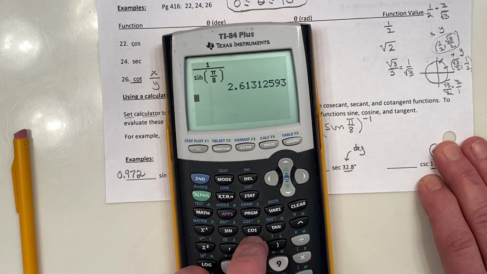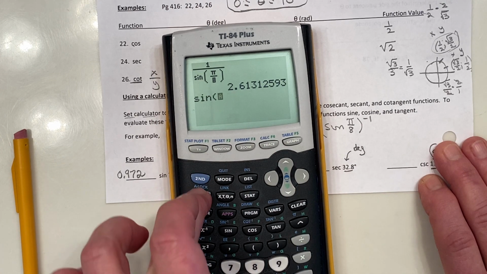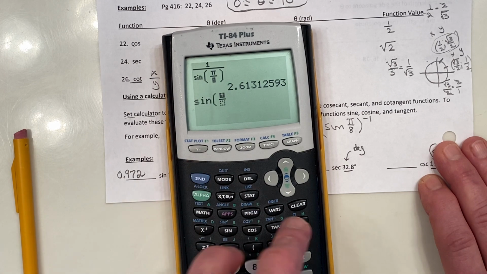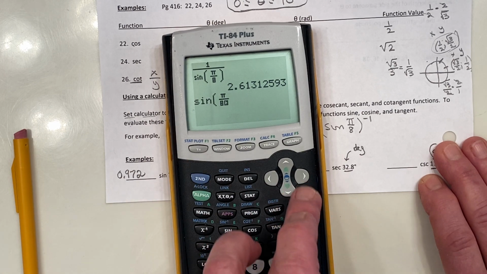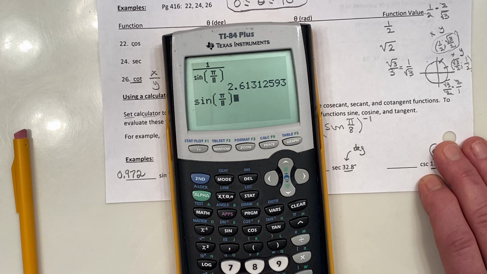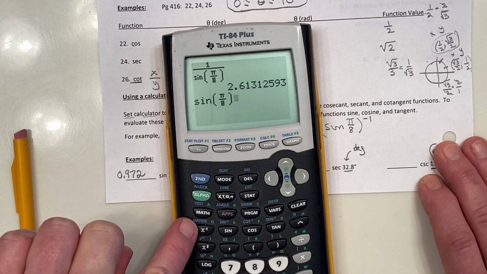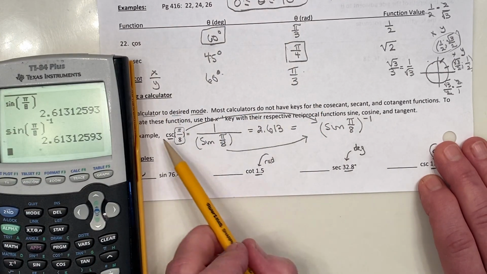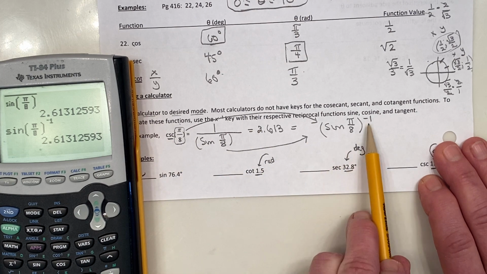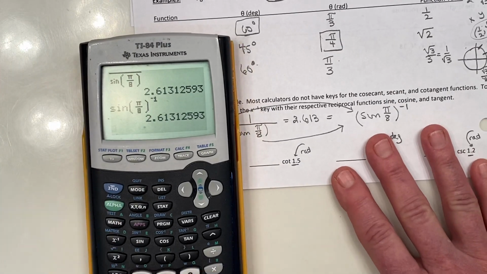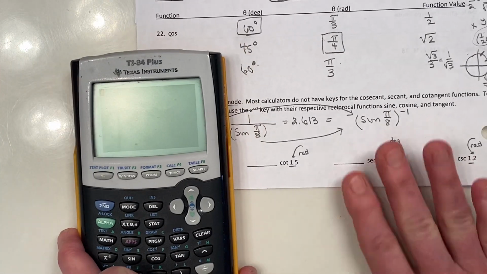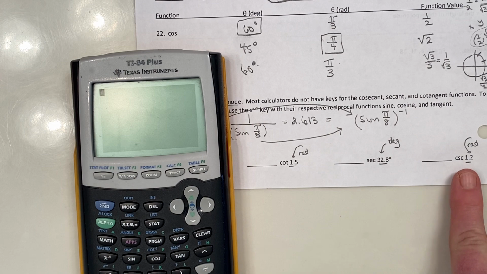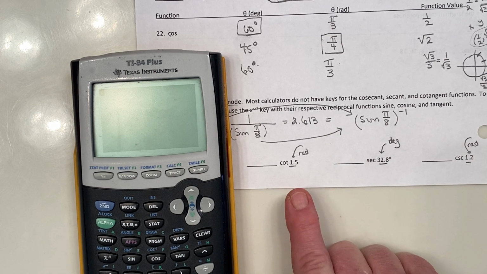We did not need the opening parentheses here, so I think I'm just going to go sine, fraction bar, pi divided by 8. Let's get out of that. And then raise that, this key over here to the left, x to the -1, 2.613. So your preference. If you feel like you can go straight from cosecant to sine, but remember to put the reciprocal key here, that's fine. All right, if you're feeling comfortable with what you should do, I encourage you guys to do these on your own and then come back and check to see how you did.